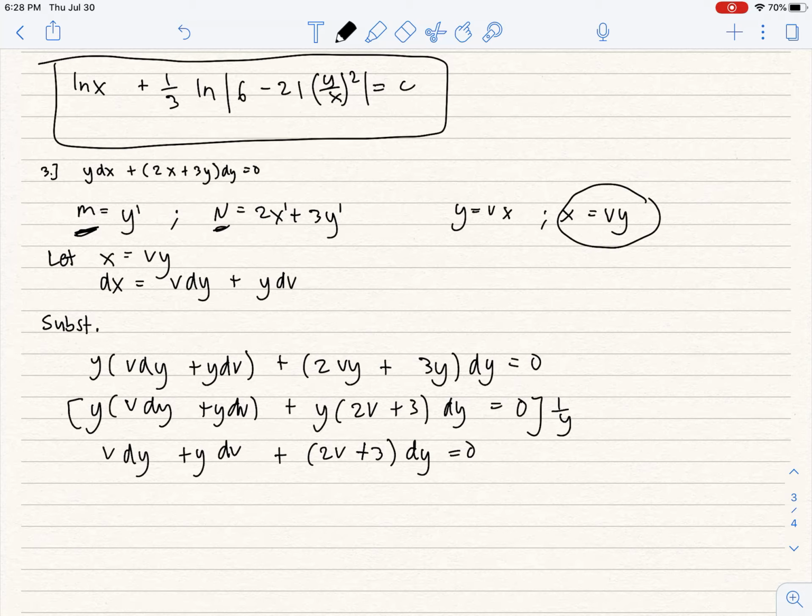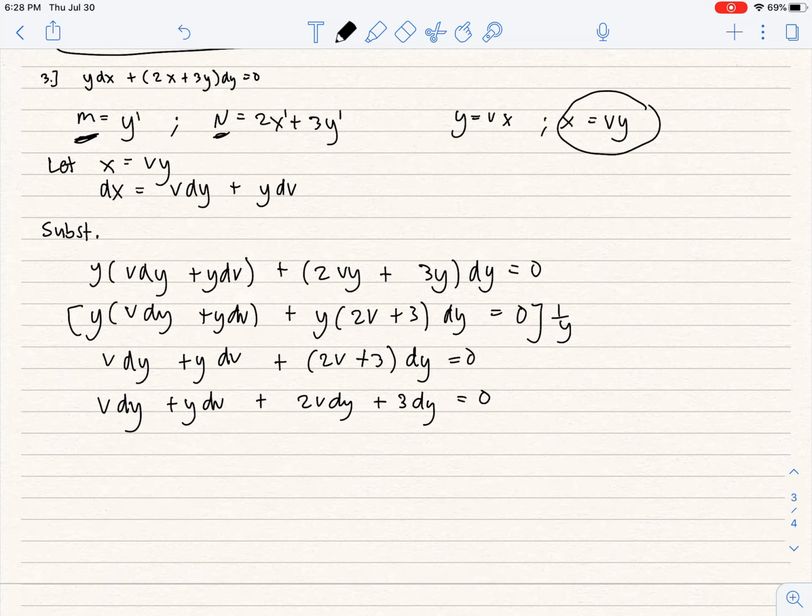The next is distribute this differential to the polynomial 2v plus 3, plus 2v dy plus 3 dy is equal to 0. Then combine like terms. So we can now combine this one and this one, we add them. So this is now 3v dy plus y dv plus 3 dy equal to 0.